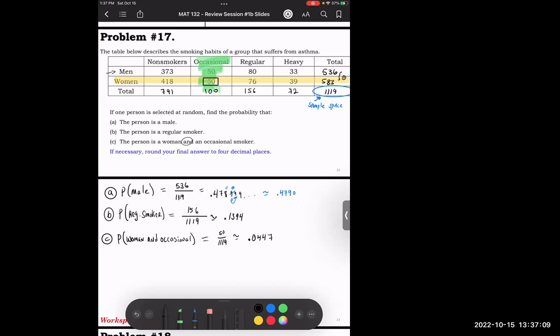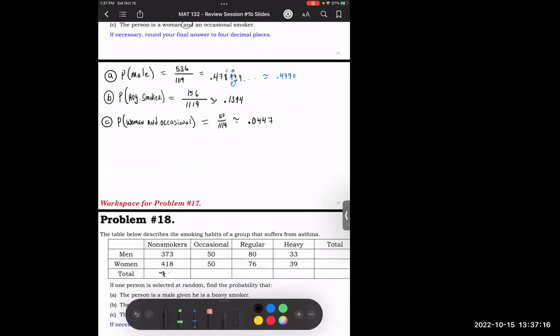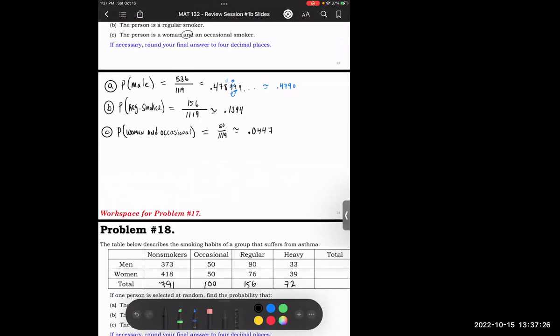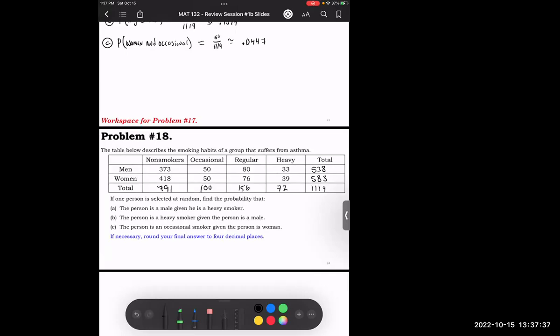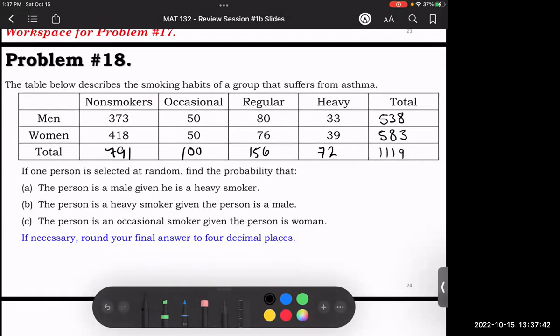Okay. So I'm going to rotate this back, but before I rotate it back, I actually really need the numbers. So we have 791, same data set, 100, 156, 72, 538, 583, and then 1,119. Okay, so now let's look at problem number 18. This is where it gets a little trickier.